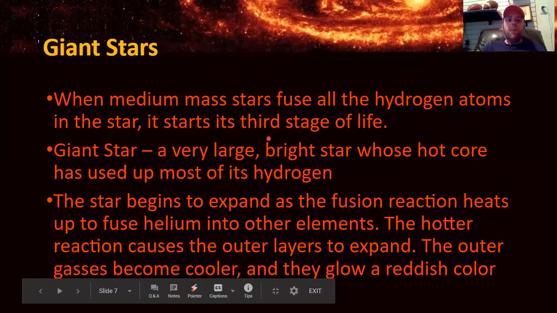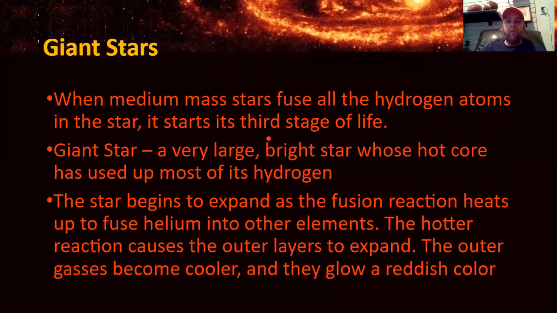When small to medium mass stars use up all of that hydrogen in the core, it starts its third stage of life as a giant star. A giant star is a very large, bright star whose core has used up almost all of its hydrogen.